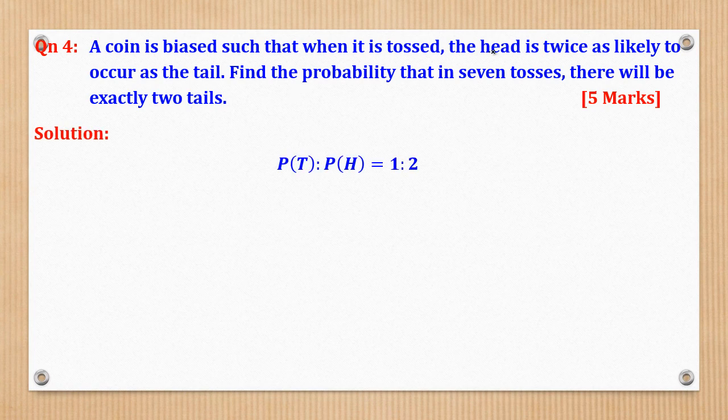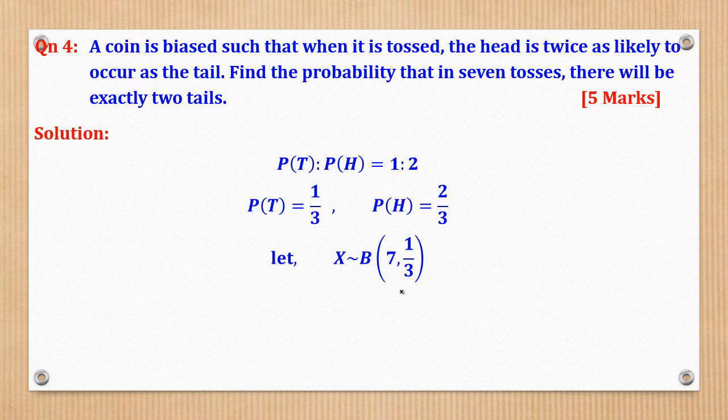So they said a head is twice as likely to occur as a tail. So probability of tail to probability of head is 1 to 2. Meaning that probability of tail is 1 over the total ratio, which is 3. Probability of head is 2 over the total ratio, which is 3. So this is a binomial with 7 trials and probability of success 1 over 3. The reason is that they ask for exactly 2 tails, so probability of tail is the probability of success.